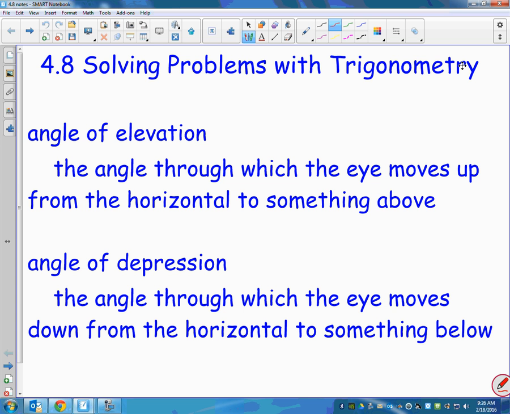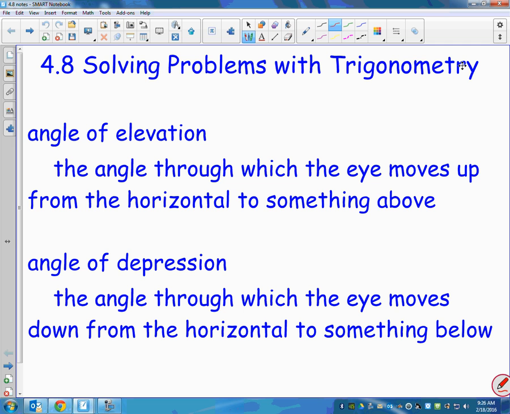class, people use degrees. In math, degrees don't work in calculus. They just don't work when you're just calculating math degree measure, so that's not precalculus. But angle of elevation is the angle through which the eye moves up from the horizontal to something above.